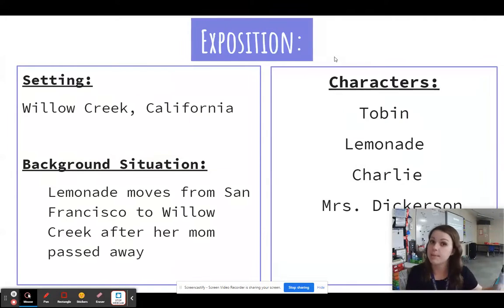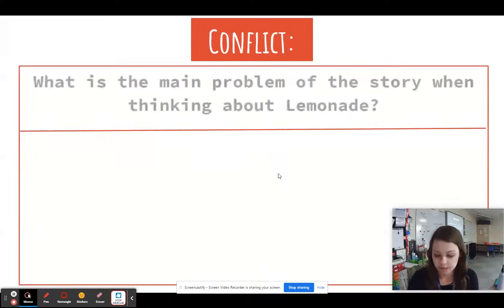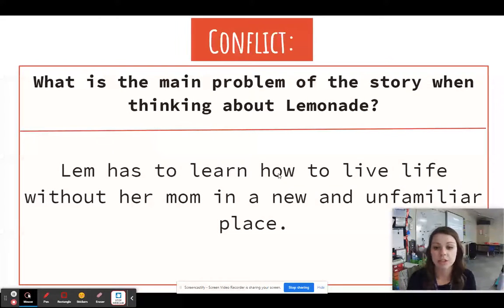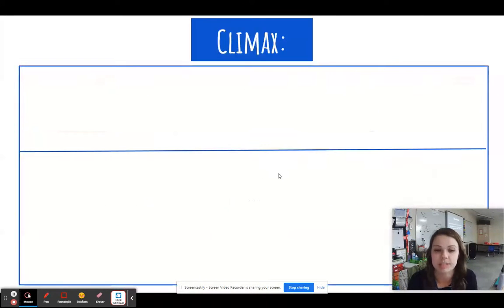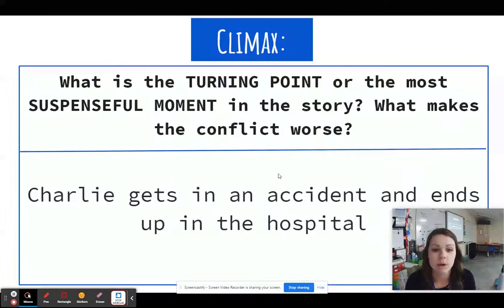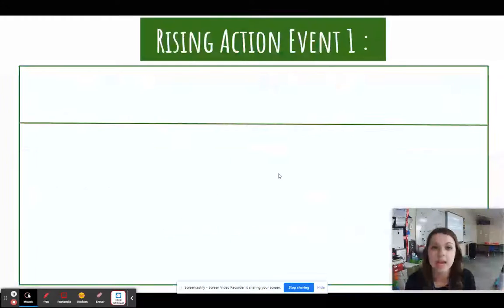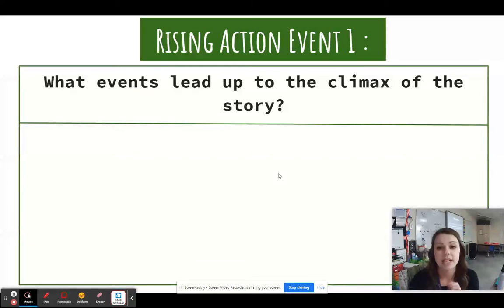So now this is the working backwards piece of it, now that we have the 2 main things identified. Conflict, we have also talked about. Lem has to learn how to live her life without her mom in a new place and in an unfamiliar place. Climax, we also talked about when Charlie gets in the hospital. Now we go back to rising action, event 1. So what events led up to the climax? What events led up to Charlie ending up in the hospital?